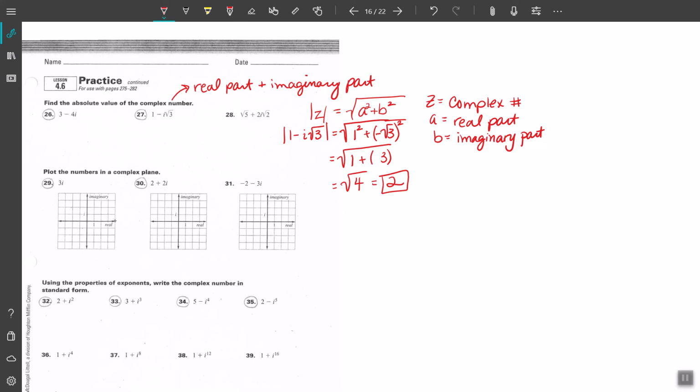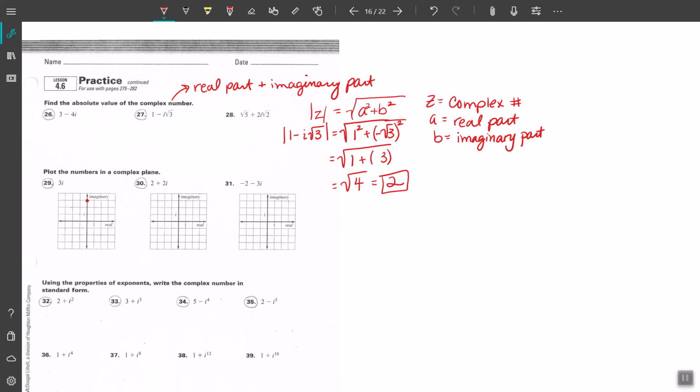We don't go over here. It would be as if x were 0. And then we're going to go up 3i units. And that would put us, here's 1i, 2i, here's 3i. And there's that point. That's the complex number plotted, 3i.